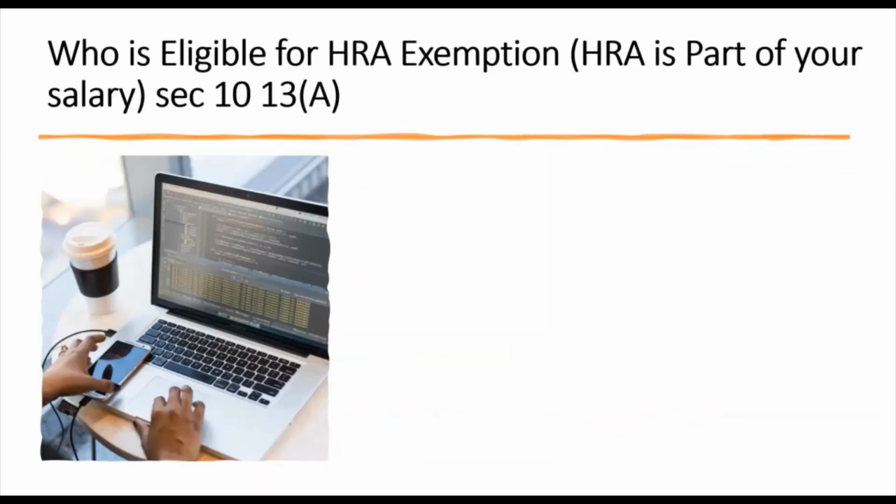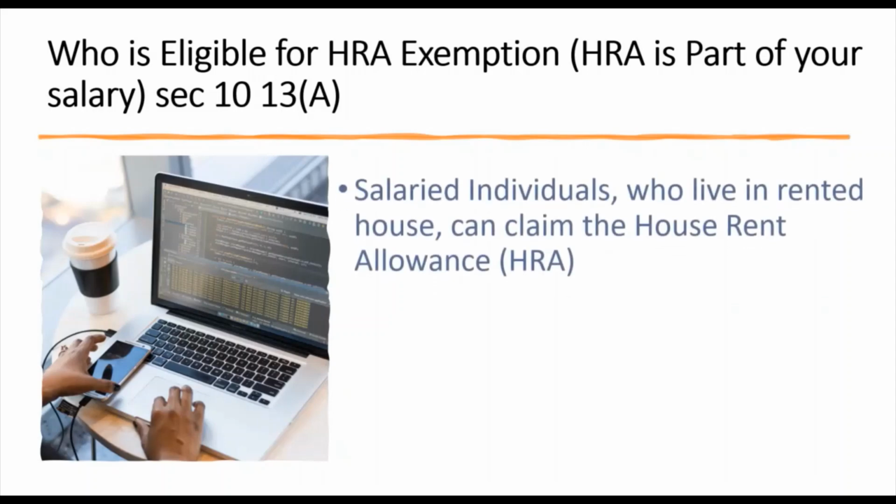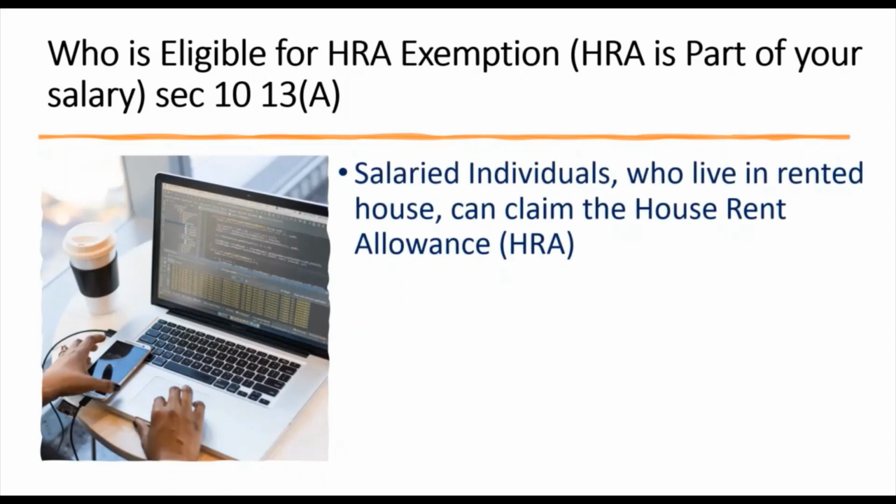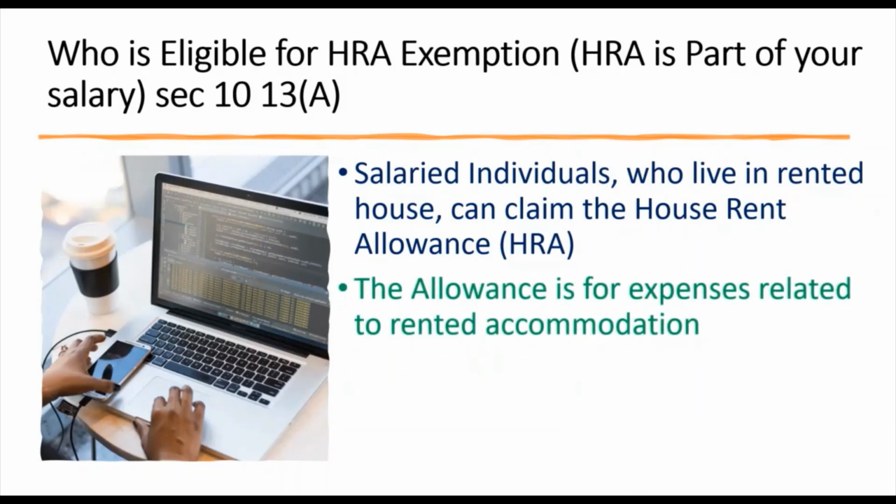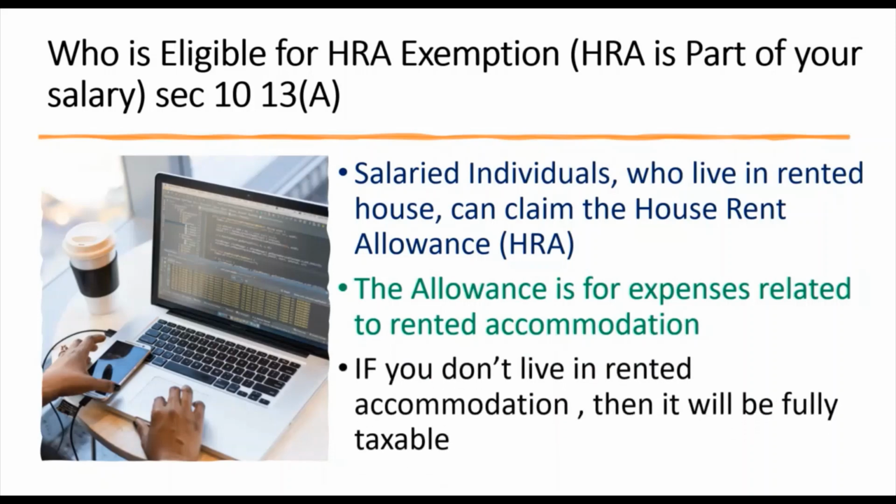Now the second very important scenario, which is for a salaried person. Now we will see first how one is eligible for HRA exemption. First, a salaried individual who lives in a rented house can claim the house rent allowance, HRA. Second, the allowance is for expenses related to rented accommodation. Third, if you don't live in rented accommodation, then it will be fully taxable.